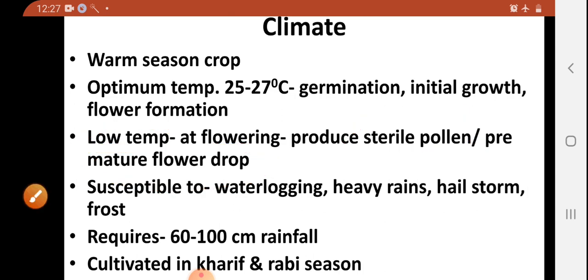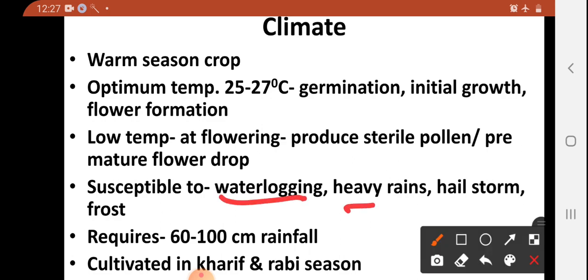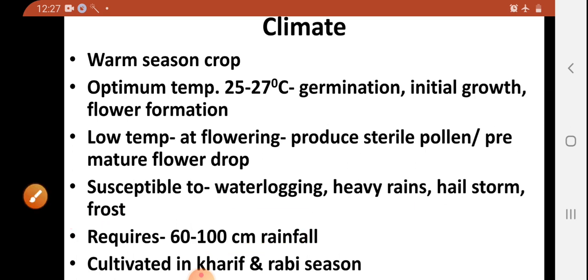See, this crop is susceptible to waterlogged conditions, heavy rainfall, hailstorms, and frost conditions also, same like other crops. If we think about its rainfall requirement, this crop requires 60 to 100 centimeter well distributed rainfall for better yield of this crop. And this sesamum is cultivated in kharif as well as in rabi season also.